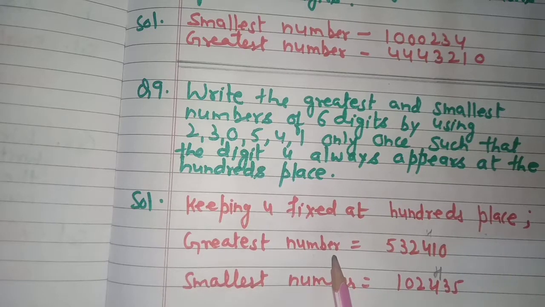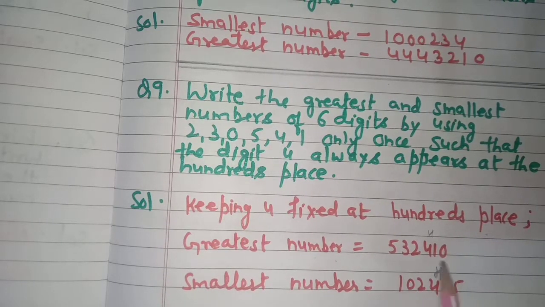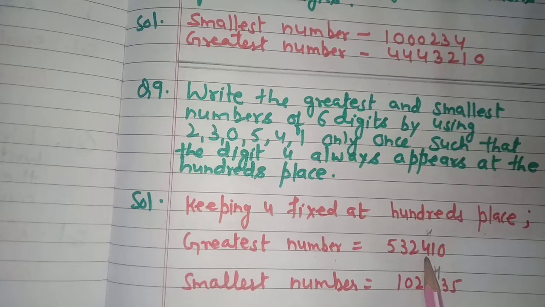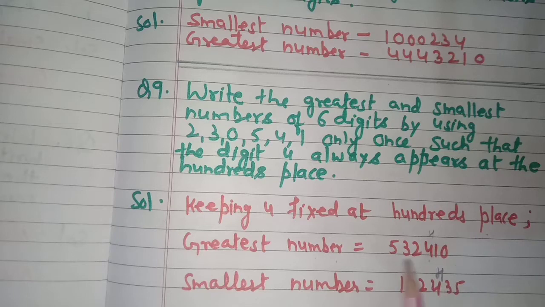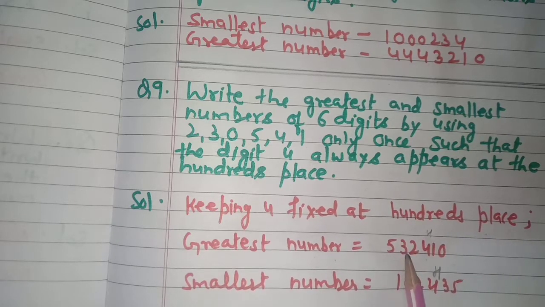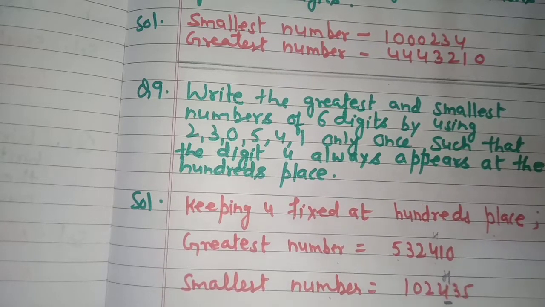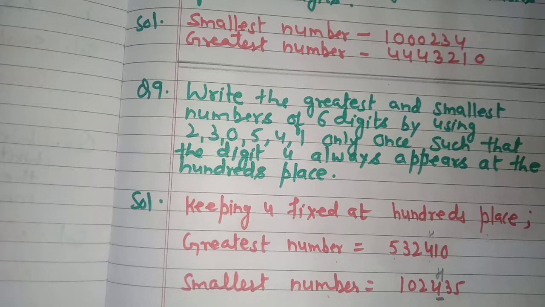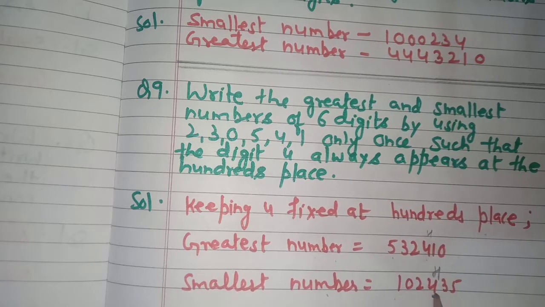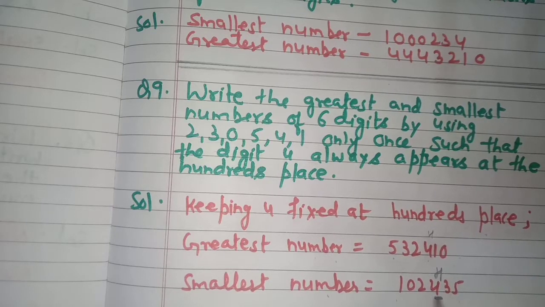When we have to write the greatest number, we will write these digits in descending order, but 4 will be at the hundreds place. The rest of the numbers we will arrange in descending order. So 532410, that is 5,32,410. For writing the smallest number, again, first of all, we will write 4 at the hundreds place, and then we will write the rest of the numbers in ascending order beginning with 1. So 1, 0, 2, 4 is already there, 3 and 5. That means 1,02,435 will be the smallest 6-digit number.